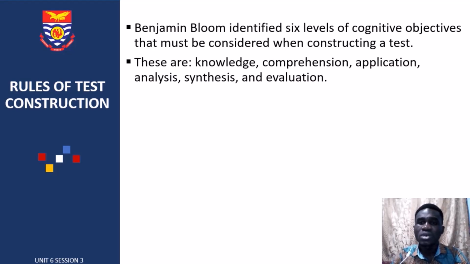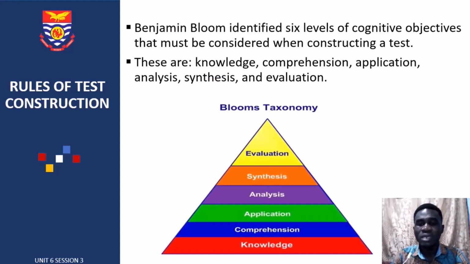So we have knowledge, comprehension, application, analysis, synthesis, and evaluation. These are the levels of cognitive objectives according to Benjamin Bloom. In a hierarchical order, knowledge is the lowest level of the cognitive objective, either knowledge or remembering. Then we have comprehension or understanding, then application. Evaluation is the highest level of this cognitive objective.